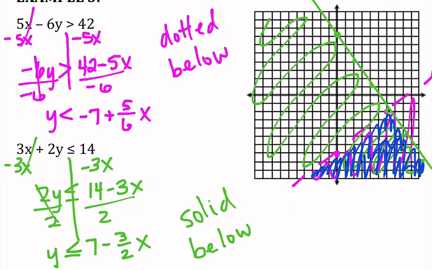But let's talk about the intersection where they cross each other, this point right here. So because it's on top of a solid and a dotted line, it's not going to work because it doesn't work for the broken line. So that intersection is not included as a solution.